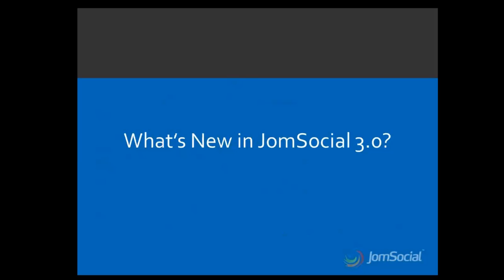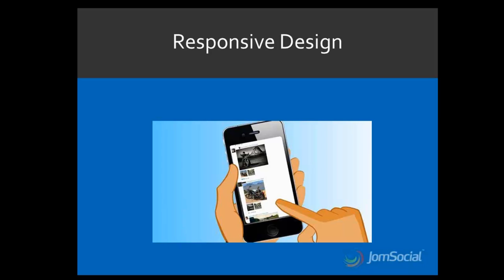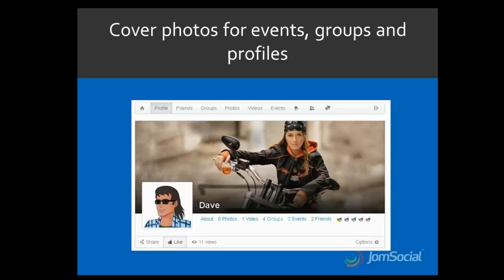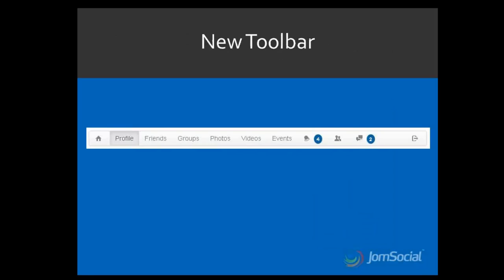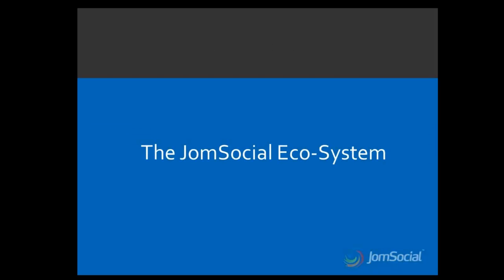What's new in JomSocial 3? Because that's our main focus today. We have responsive design, which means your members can interact, can do whatever they want with JomSocial right on their phone. We have cover photos for events, groups, and profiles, just like you see here. We have a brand new toolbar to replace all the toolbars that were available before. These are just some of the new features. There's a bunch of them, but these are the main things, okay?